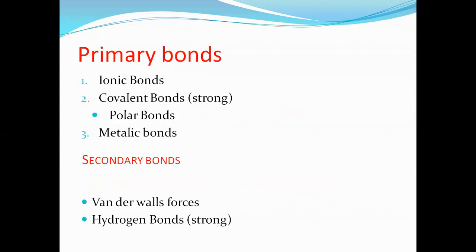We should brush up our memory just to understand what all these properties of water are about. There are two different kinds of bonds existing in these molecules. The first one is primary bonds and the second is secondary bonds. Primary bonds are ionic, covalent and metallic bonds.